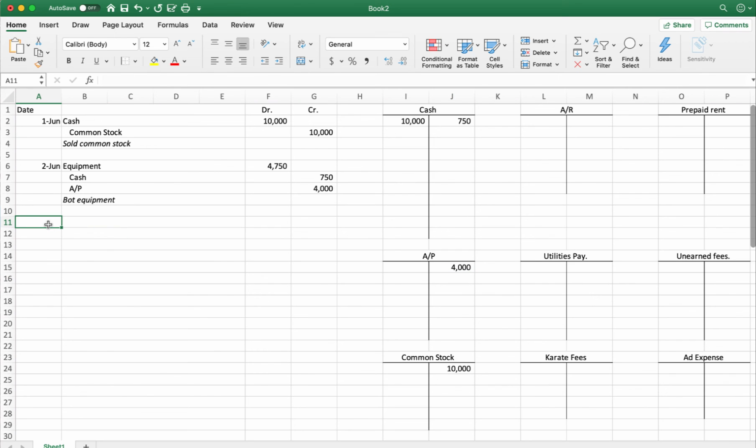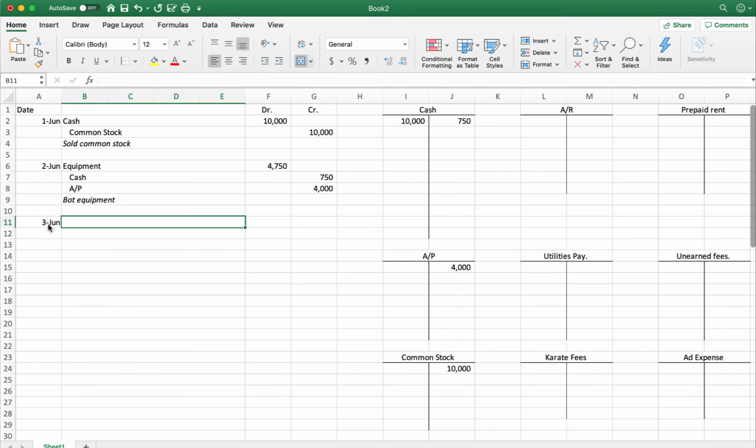On the 3rd, paid 6 months rent. Okay, so we paid in advance, right? We started business on June 1st. We paid our rent till the end of the year, right? June, July, August, September, October, November, December, right? So we paid in advance our rent, okay? So on 6/3, I need to identify what 2 accounts do I have? Well, paid 6 months rent, $64.50. Okay, so that's a dollar amount.